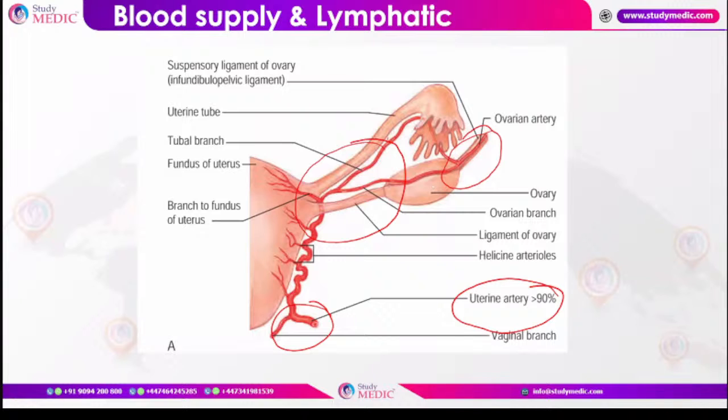So one of the important SBAs that was asked was how much part of the uterine supply comes from the ovarian artery. So it is around 10% roughly.